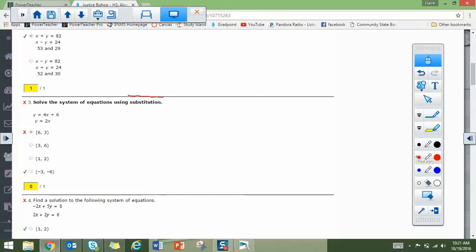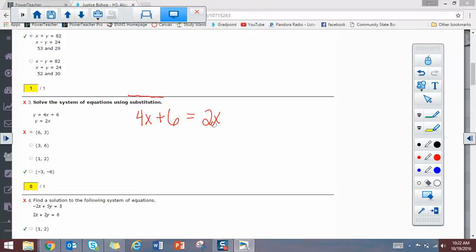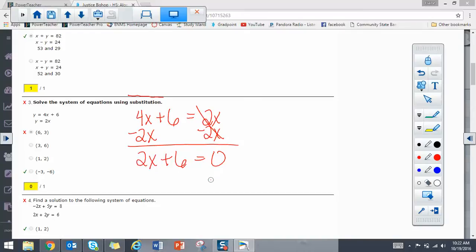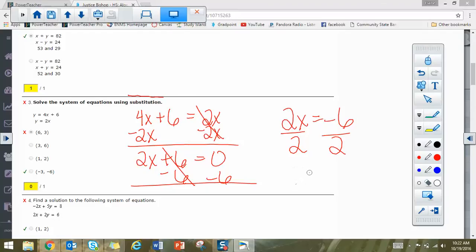So if two things are both equal to y, then you can set them equal to each other. So if 4x plus 6 equals y and 2x equals y, then I can set 4x plus 6 equal to 2x and solve the equation. So if I subtract 2x from both sides, this gives me 2x plus 6 equals 0. Subtract 6 to the other side, and I'm going to get 2x equals negative 6, divide by 2, and I get x equals negative 3.